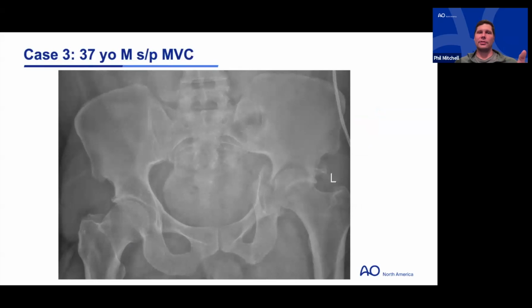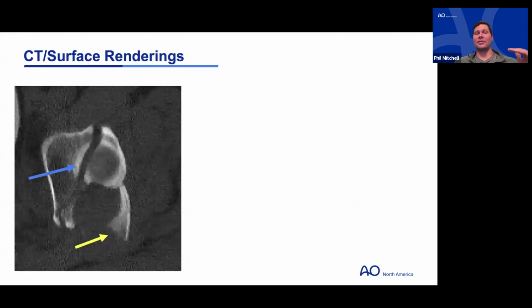So going back to this case, we can now see that both lines are disrupted, iliopectineal and ilioischial. So both columns are disrupted, and that is going to be helpful for us to decide where it's going to fit in the classification scheme.